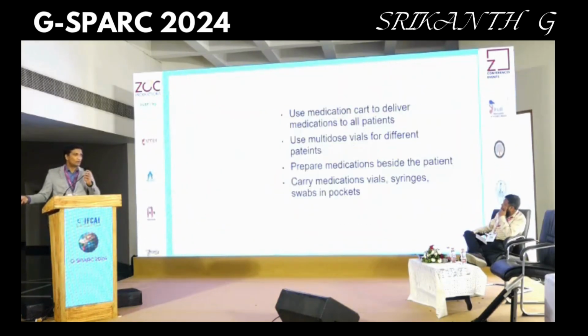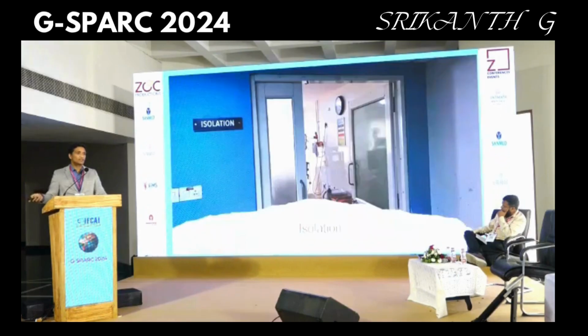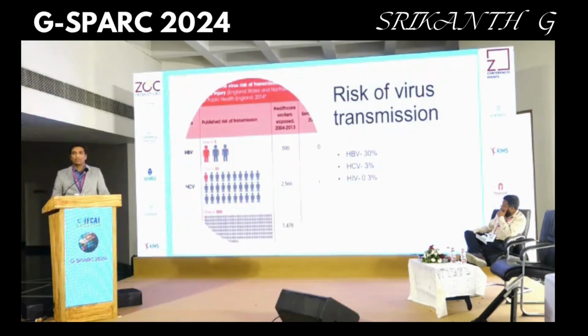Okay, I'll conclude my talk because of lack of time, but I think I have done not more than 15 minutes. But anyway, so vaccinations, these are the recommended vaccinations for dialysis patients and healthcare personnel. And isolation procedures are only recommended for patients with hepatitis B virus due to the high risk of transmission and due to chronic carrier state, which is more common with hepatitis B.